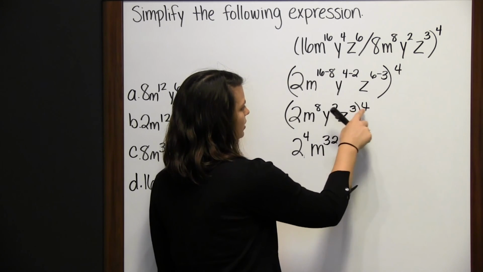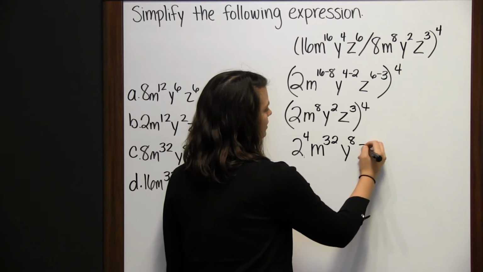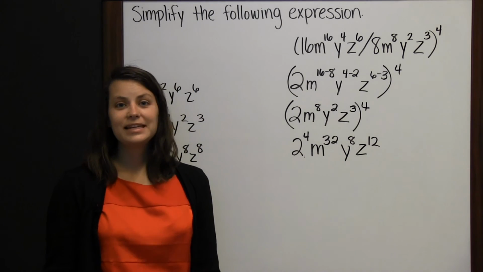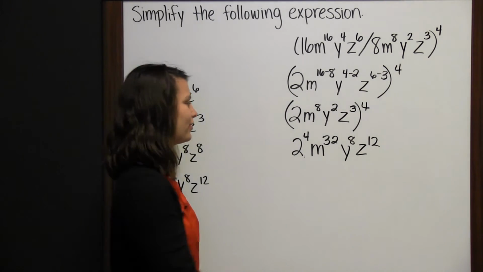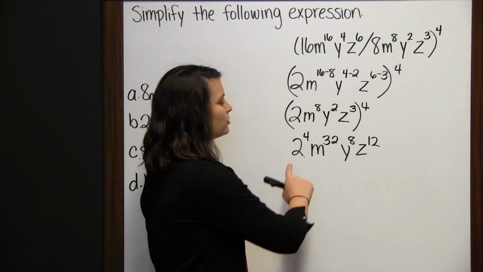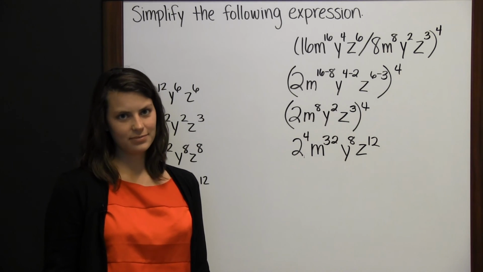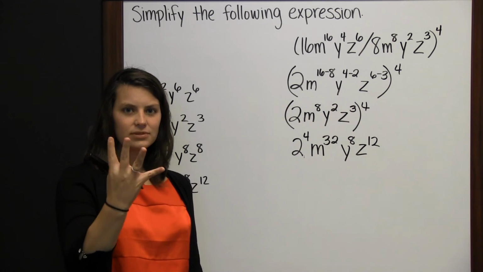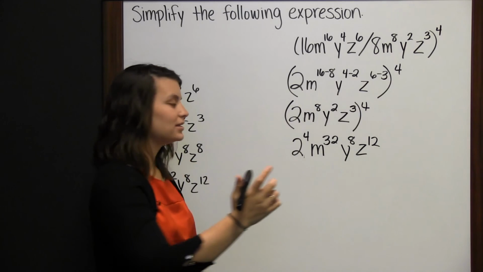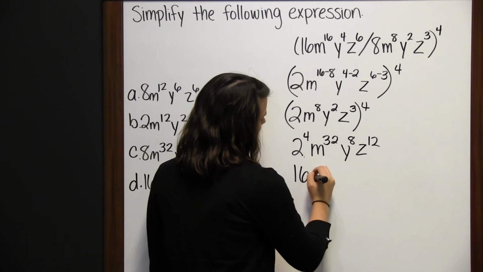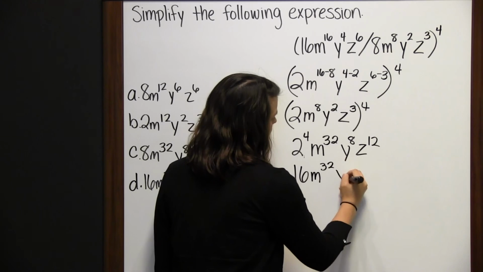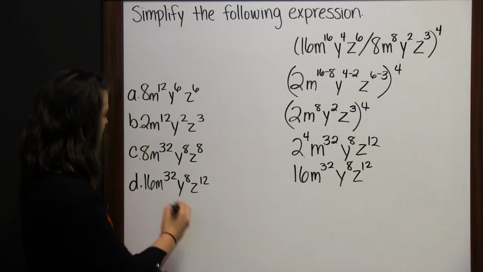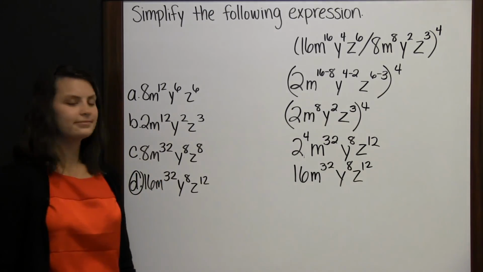Y to the 2 times 4 is 8. And z to the 3 times 4 is 12. Finally, we need to simplify 2 to the 4th. 2 to the 4th means to multiply 2 times itself 4 times. 2 times 2 is 4, times 2 is 8, times 2 is 16. So 2 times itself 4 times is 16. M to the 32nd, y to the 8th, z to the 12th. So our answer is answer choice D.